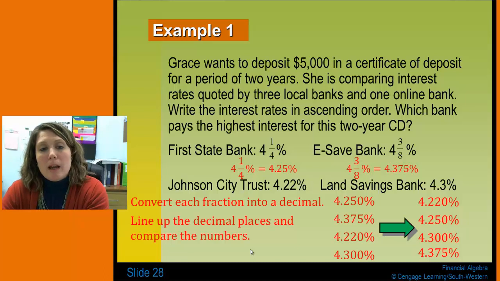And then they want to know which bank pays the highest interest for this 2-year CD. Well, based on our numbers, the 4.375%. So which bank was that? That would be the eSave Bank with their 4 3/8%.